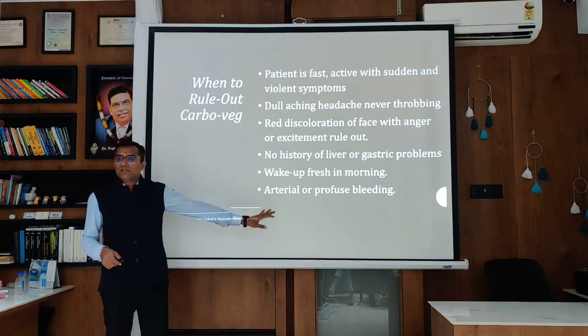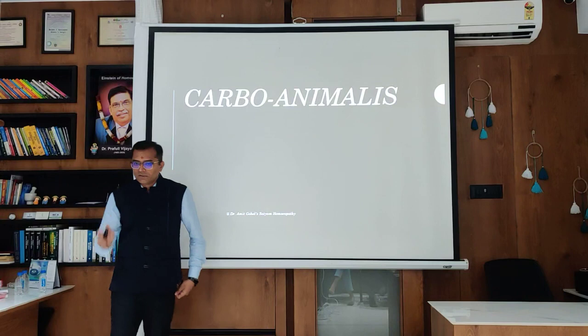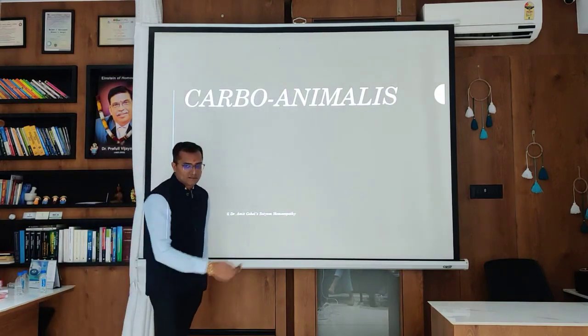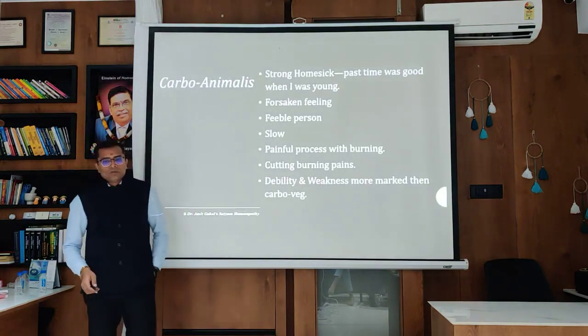Arterial or profuse bleeding, again you can rule out CARBO-VEG. There is a passive bleeding in CARBO-VEG. Another remedy, CARBO ANIMALIS. We are going a little bit faster, but it is just a revision of everything. So what is CARBO ANIMALIS?